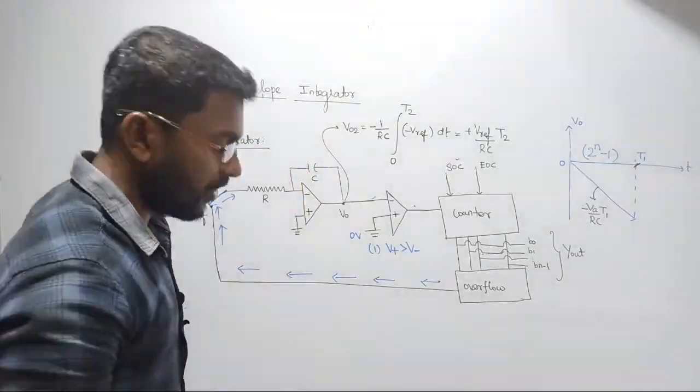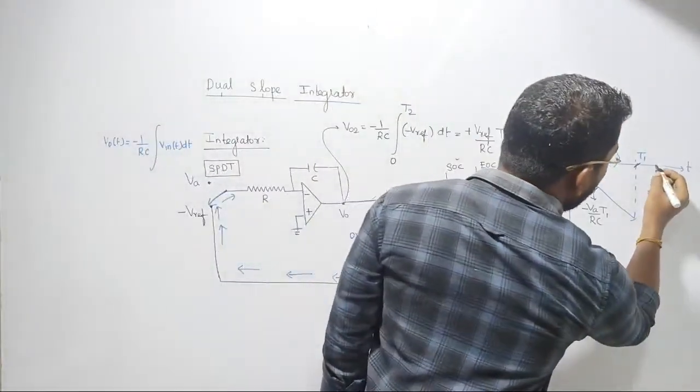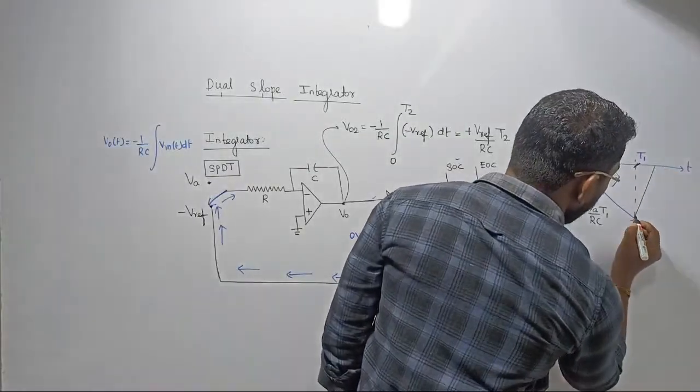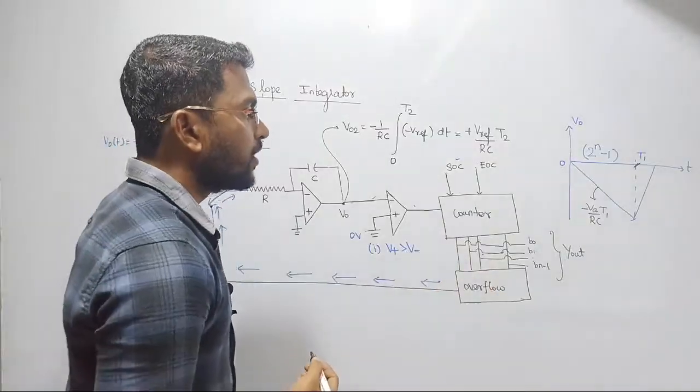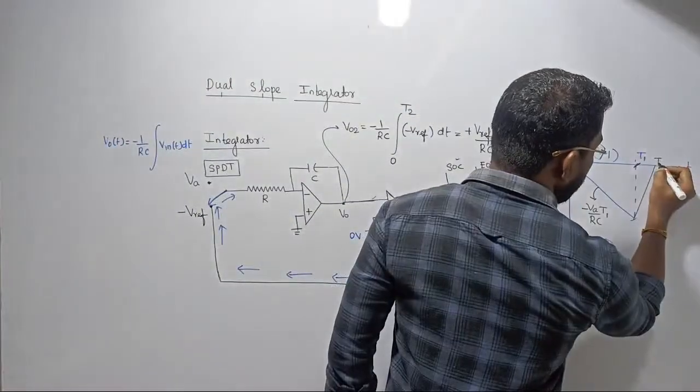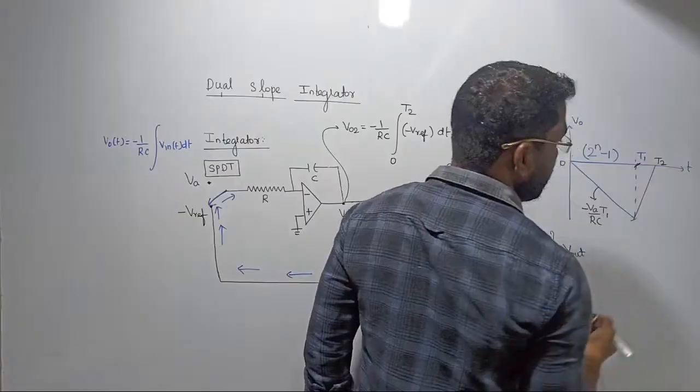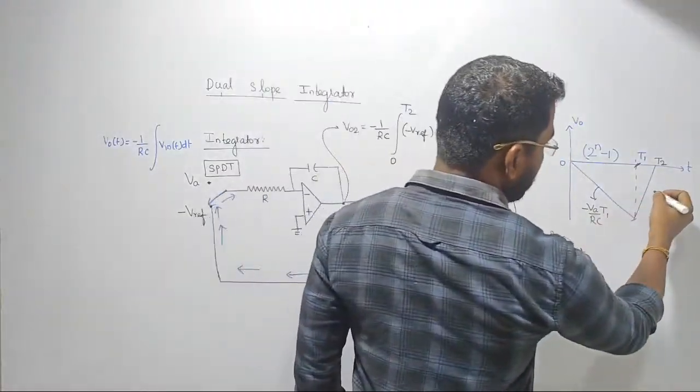This is simply called V02, right? During this point, your counter will reset its data. It is resetting, right? So this is from 0 to T2. Again, from this point to this point, we are letting the counter do this operation.